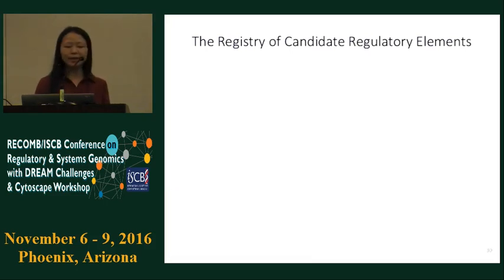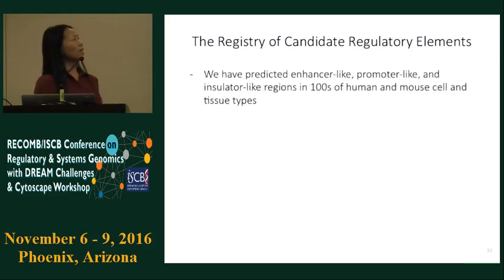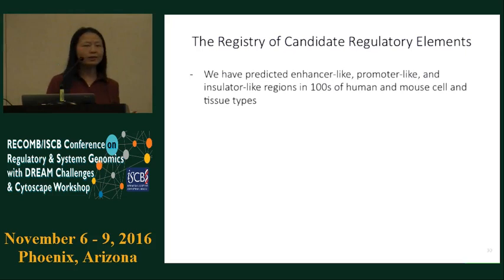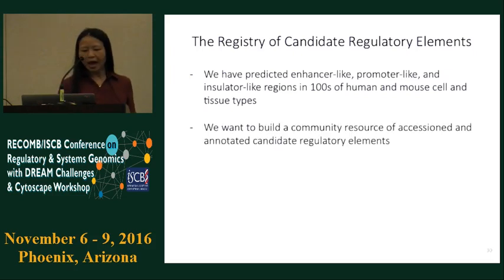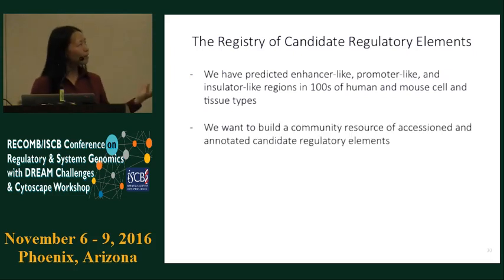We decided as a consortium that we're going to build a registry of these kind of candidate regulatory elements. So we can predict enhancer-like regions, and likewise, using a very simple approach, predict promoter-like regions and insulator-like regions in hundreds of human and mouse cell and tissue types. And then we can compile all these regions together to make a registry, and we call it a registry of candidate regulatory elements.